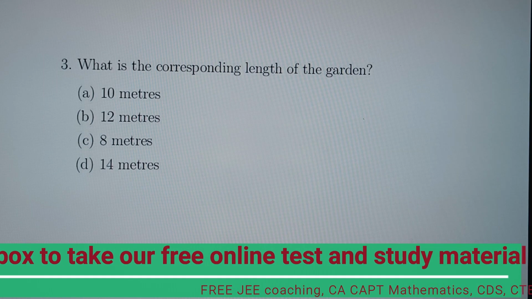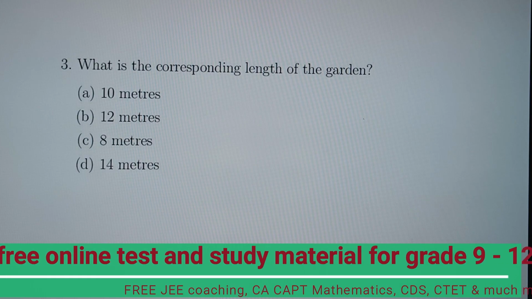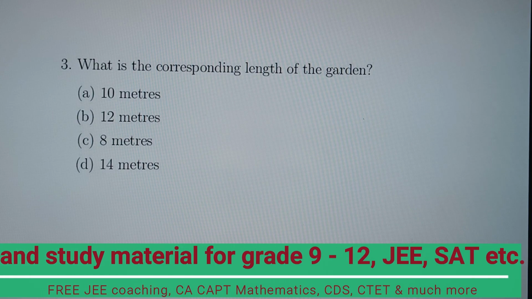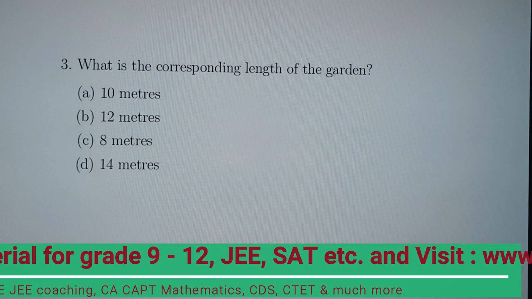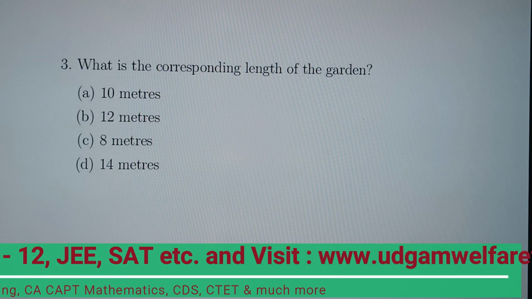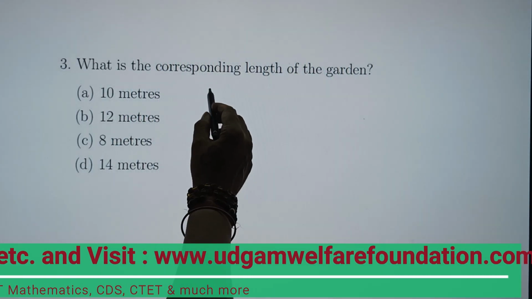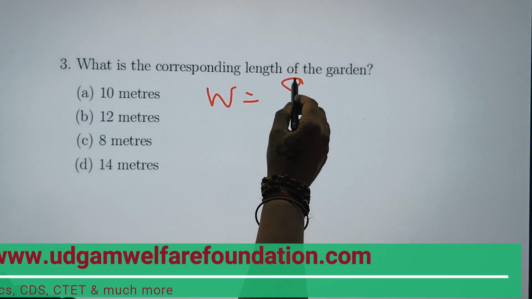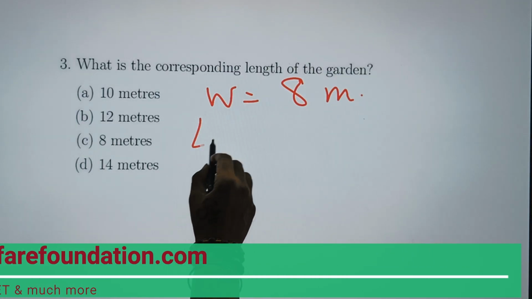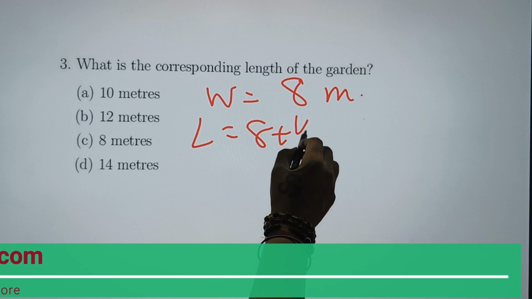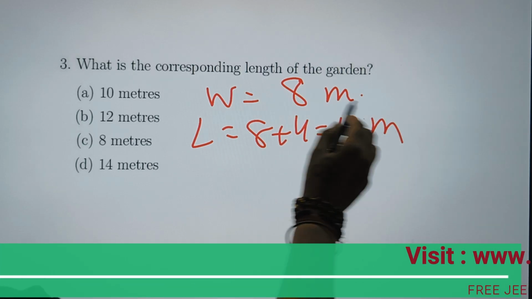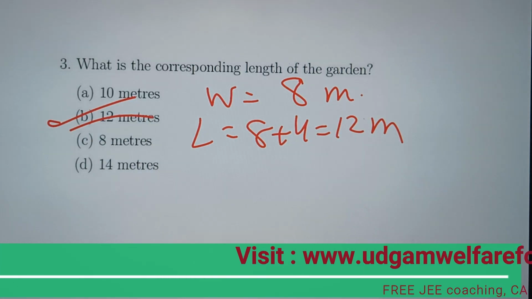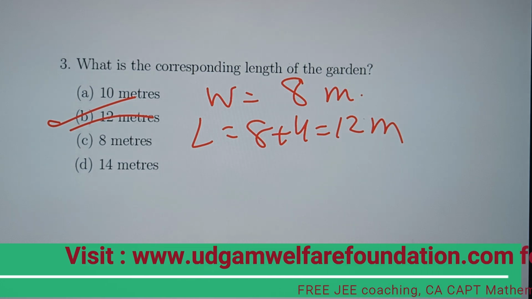So students, here comes our question number 3, which states what is the corresponding length of the garden. As we know that length is 4 meters more than its width, and in our previous question we have found that width is equal to 8 meters. So we can say that length is equal to 8 plus 4, which is 12 meters only. Hence option number B is our correct answer here. Now let's move towards question number 4.